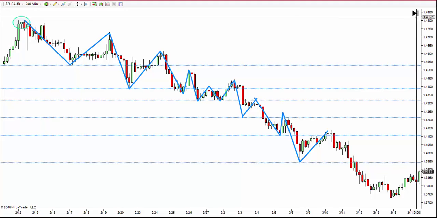Some may be struggling with that. And also to follow how price action is moving. And it makes a world of difference in your trading.